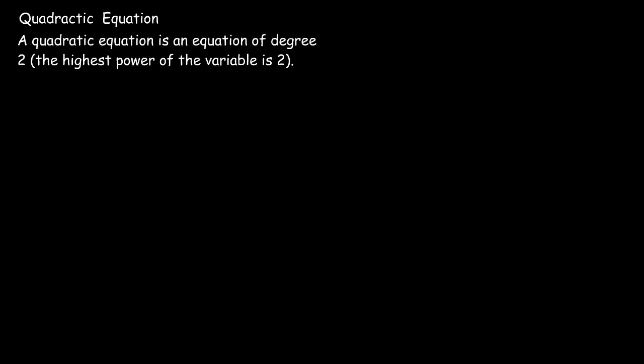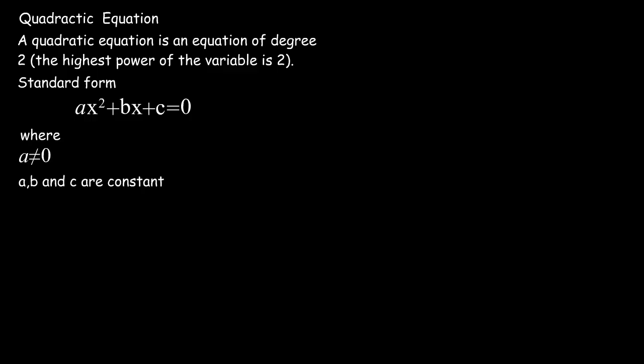Good day everyone, welcome, and today we'll be discussing the topic quadratic equation. A quadratic equation is an equation of degree 2. That is, the highest power of the variable is 2, or the highest power of our unknown is 2. Now the standard form for a quadratic equation is ax² + bx + c = 0, where a is not equal to 0 and a, b and c are constants.